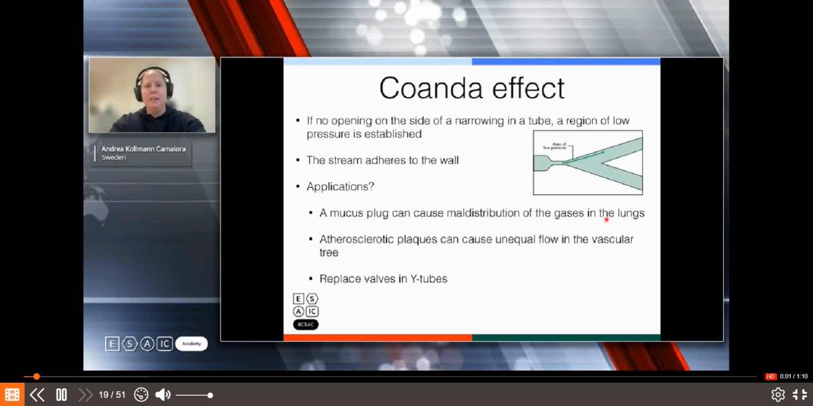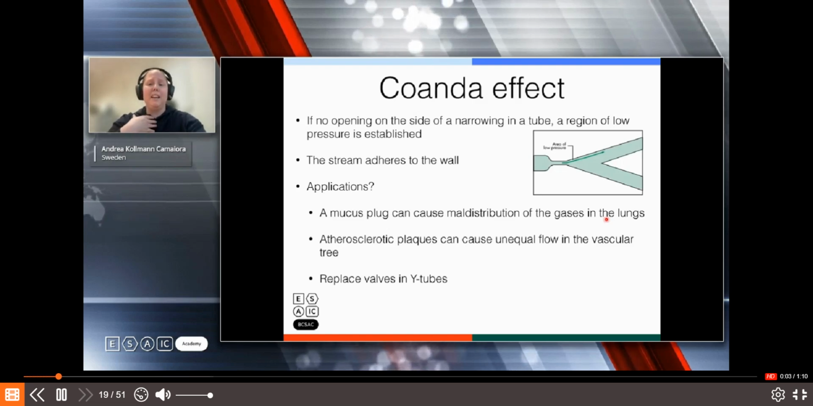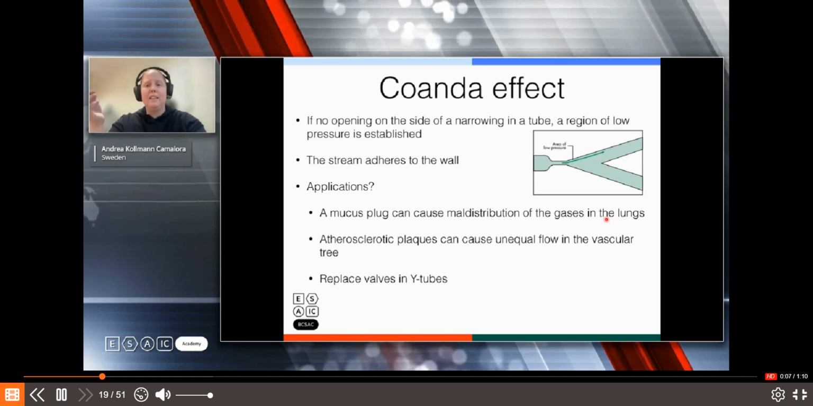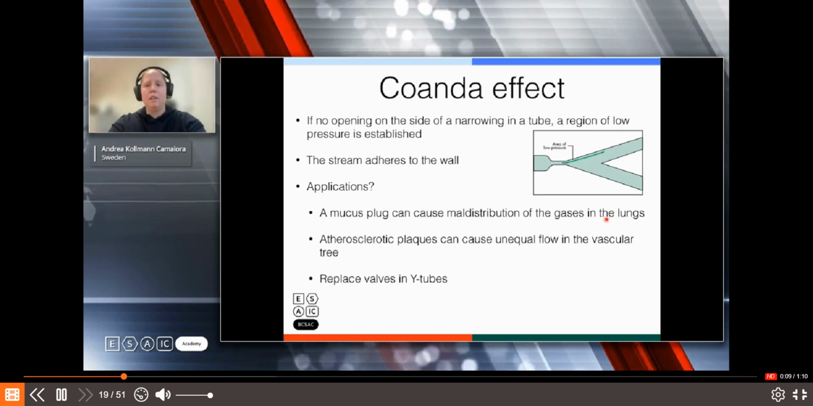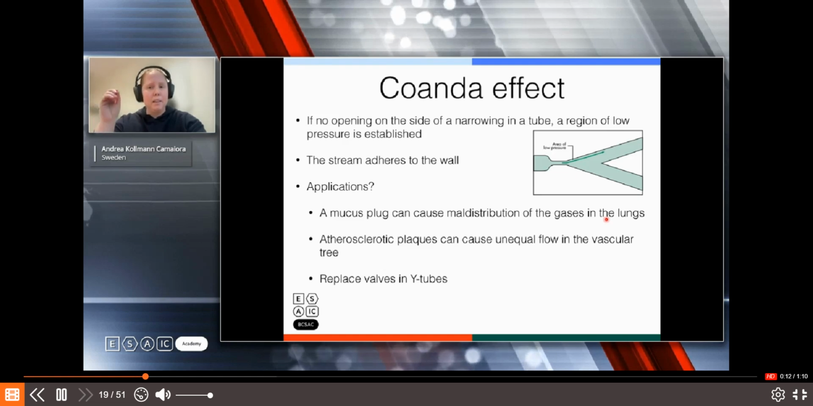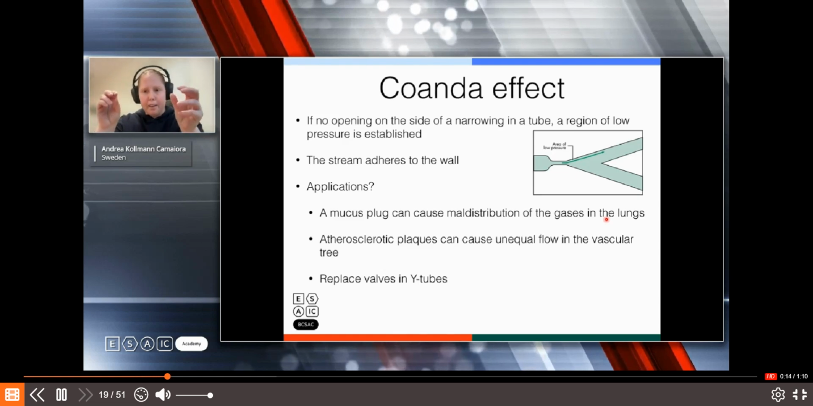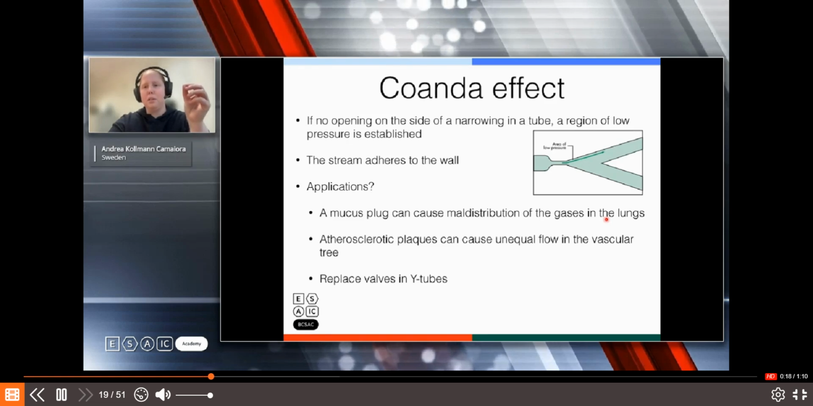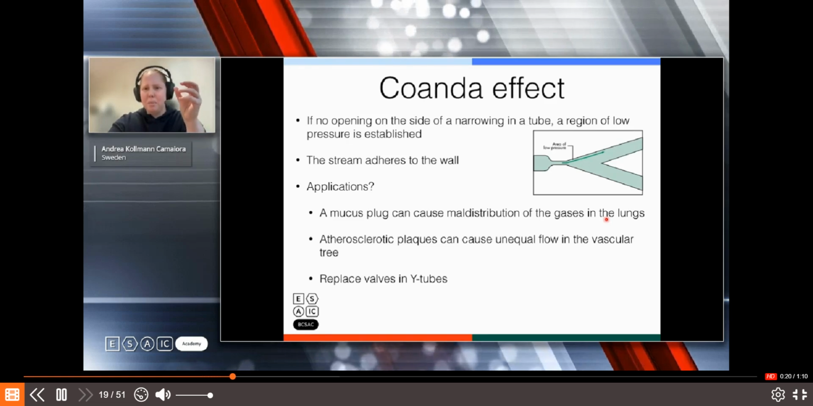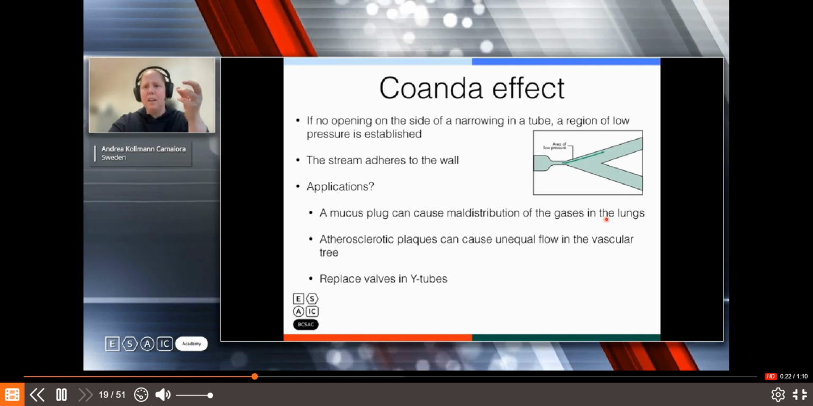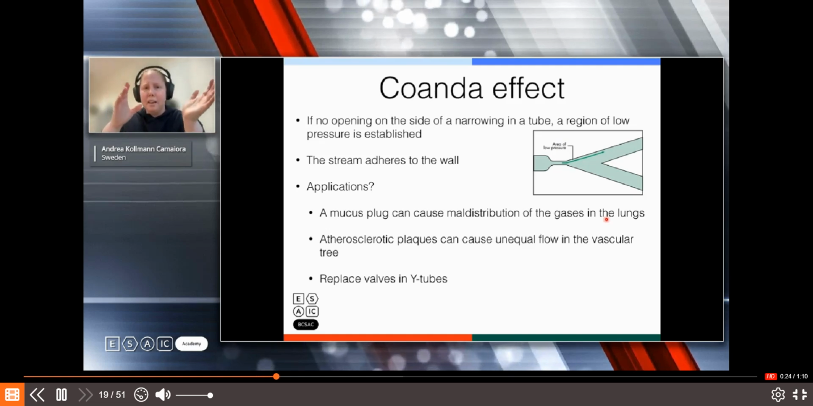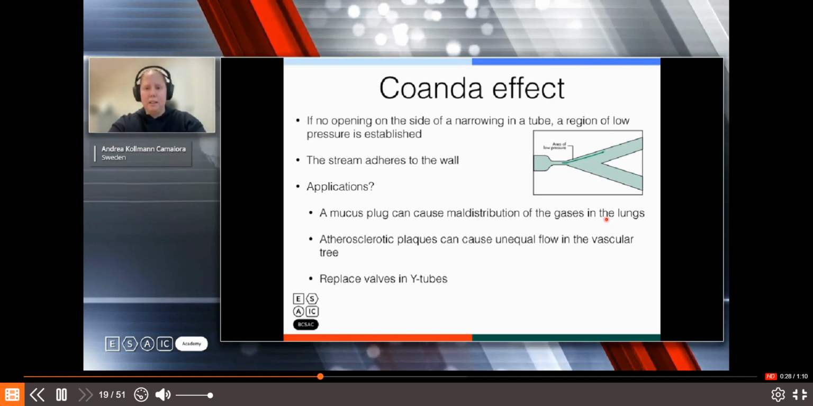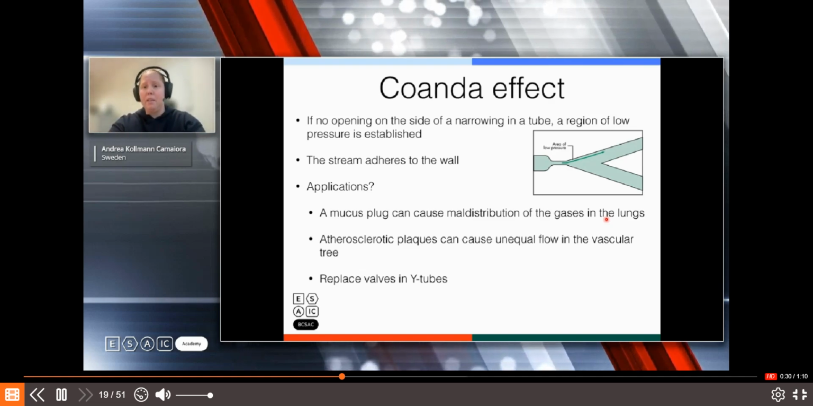And another one is if your patient has a lot of mucus plugs in the airway, then they can alter the flow into the lungs. Even if there is an opening in one of the bronchi, I'm not saying that a total closing won't work, but if you still have a partial opening with a mucus plug, then because of the Coanda effect, the flow will behave in different ways.